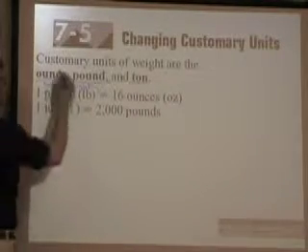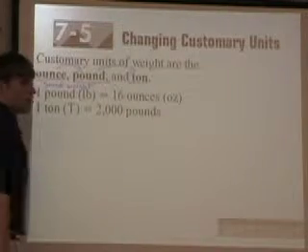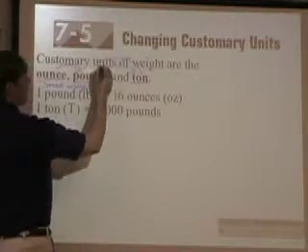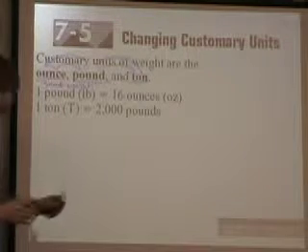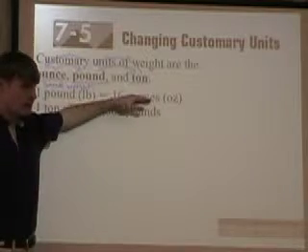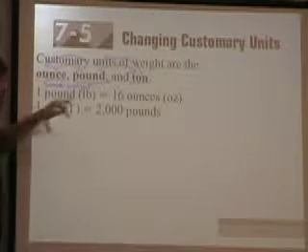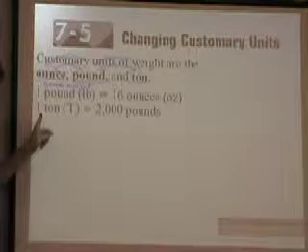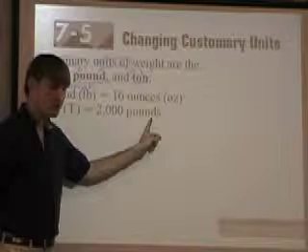So today we're going to learn how to convert from ounce to pound to ton, or the other way around. We're going to go ton to pound and pound to ounce. So that's our goal today. I should be able to give you something in pounds and you make it ounces, or the other way around. I should be able to give you something in tons and you be able to convert it. Now you need to write this down. 1 ton equals 2,000 pounds.